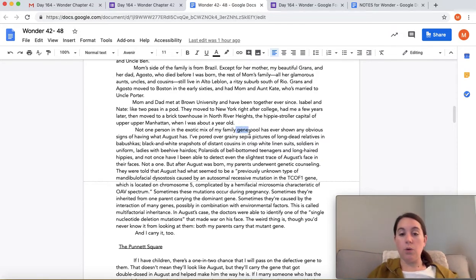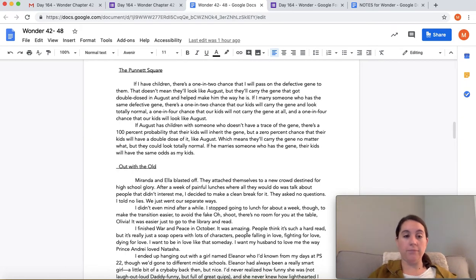So August had one gene that caused his face to look the way it looks. And his parents and his sister carry it too, but it didn't form the same look on their faces. So they don't have the same facial issues that August does. Just August has that. And it's just formed by that one gene.